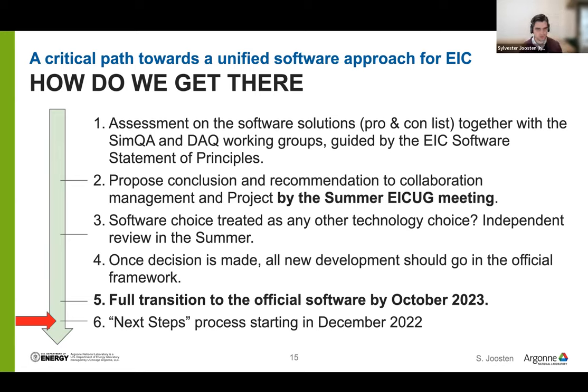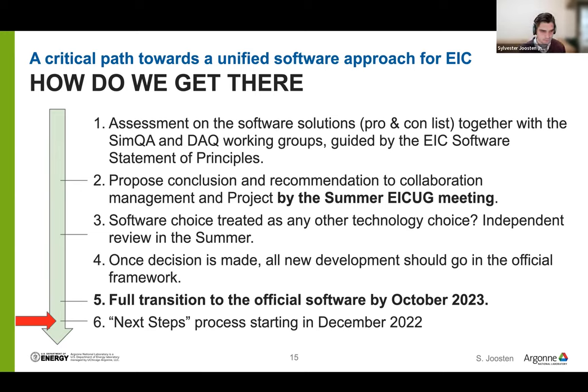We then very strongly felt that the software choice should be treated as any other detector technology choice. So we had an independent review of the software in the summer, which went very well. And once the decision was made, all new development went into the official framework, and we rolled out the official software by October/November 23, so very recently. And we used the full new software stack for our latest simulation productions quite successfully.